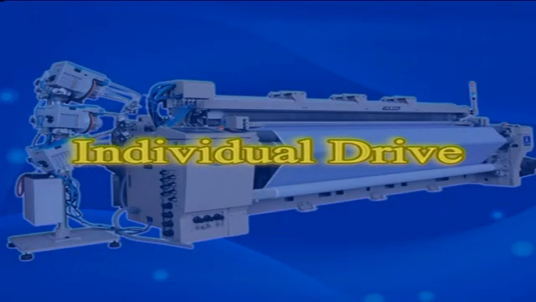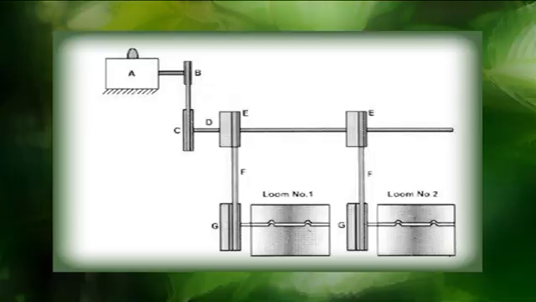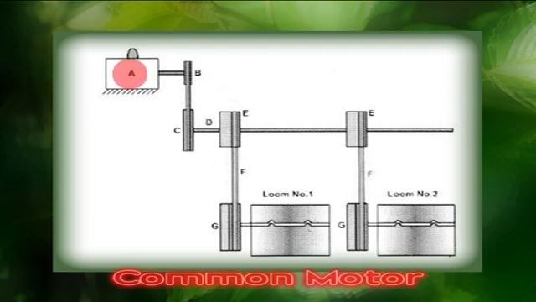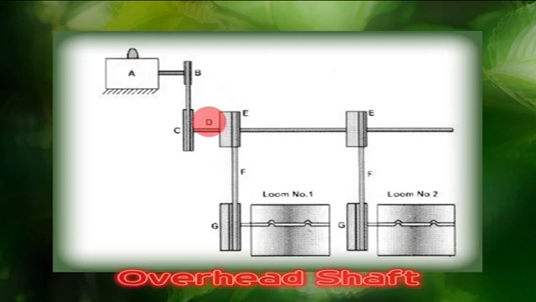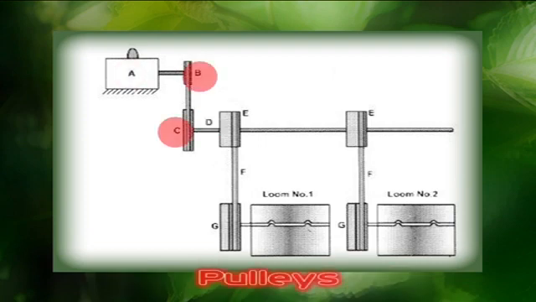Coming to the group drive, in the decentralized weaving sectors, a group of looms is driven by means of a common motor and an overhead shaft and belt drive arrangement. This method of driving power looms is found in the decentralized weaving sections. It can be seen in the figure: common motor A drives an overhead shaft D via pulleys B and C, while D is in fact the main shaft of the system. The main shaft runs from one end of the loom shed to the other.